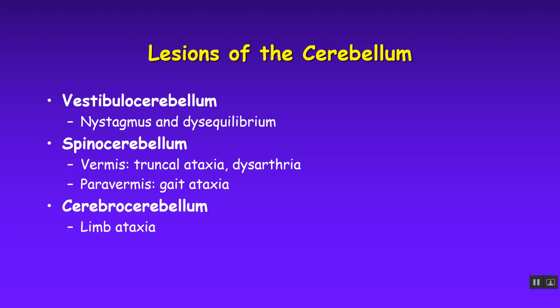And then the cerebrocerebellum, this is where you're really going to see the limb ataxia, especially the distal stuff, as they really try to come in, or they're doing the heel to shin, and you start seeing all kinds of crazy movements of the leg, and especially the foot, hand, and so forth.